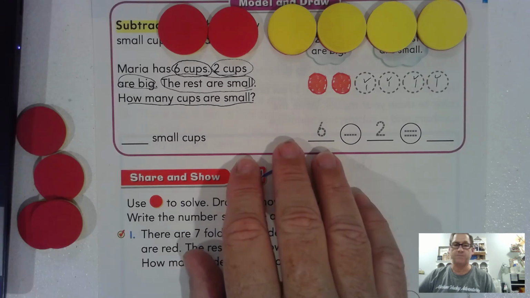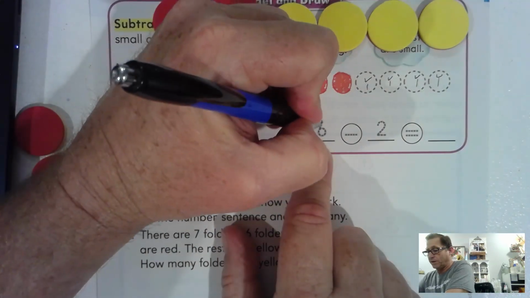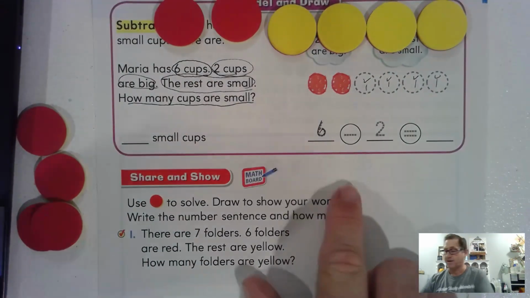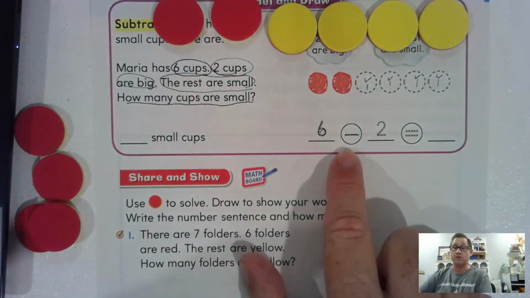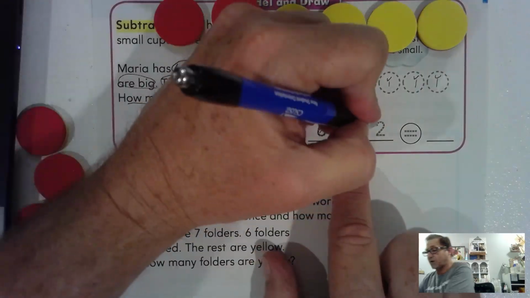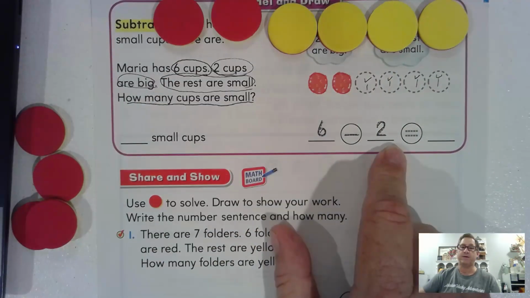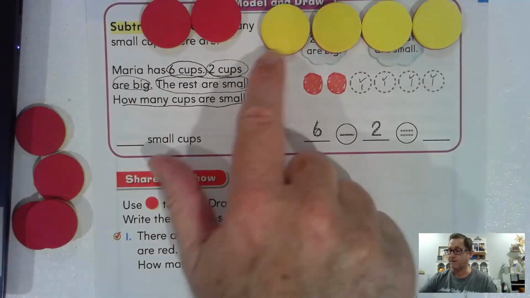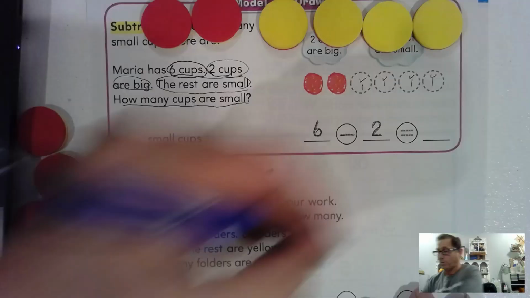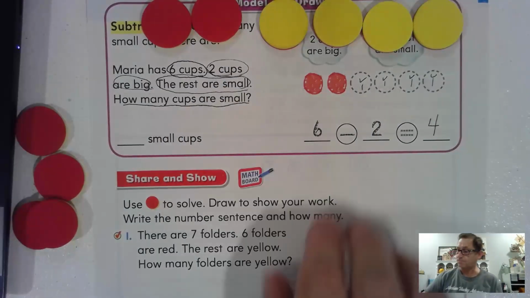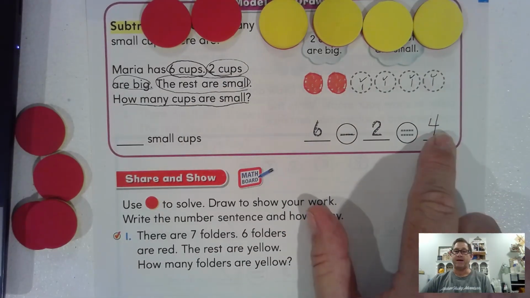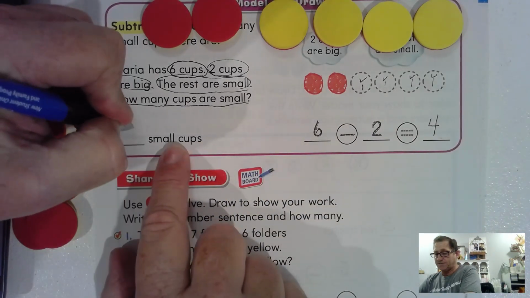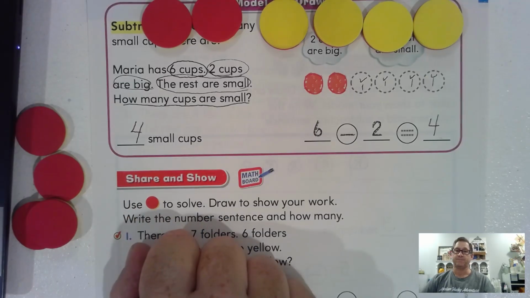So what's the problem telling us? 6, that was our whole number. That was the whole group, the combination of big and small. And we took away or took apart the whole by subtracting 2 of the big cups. So if we take away 2 of the big cups, how many small cups are left? 4. So our 2 parts are 2 and 4, and our whole amount is 6. So how many small cups? 4 small cups.